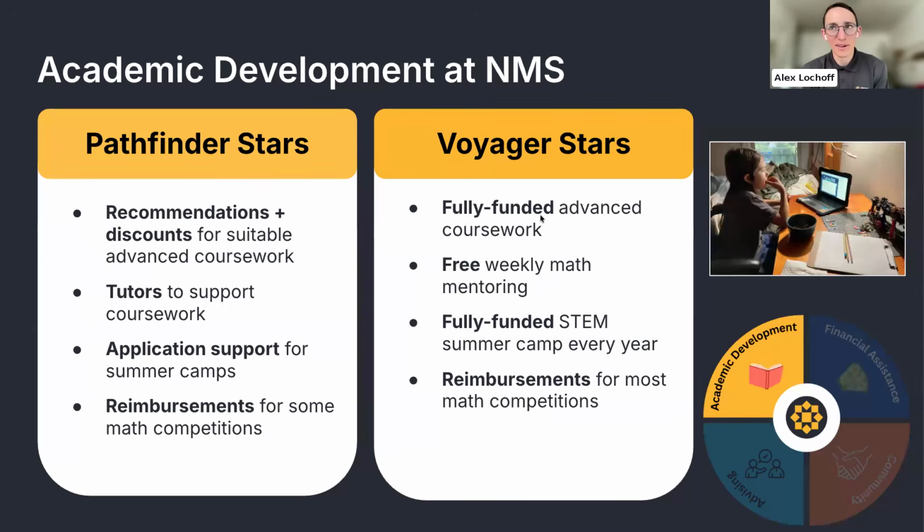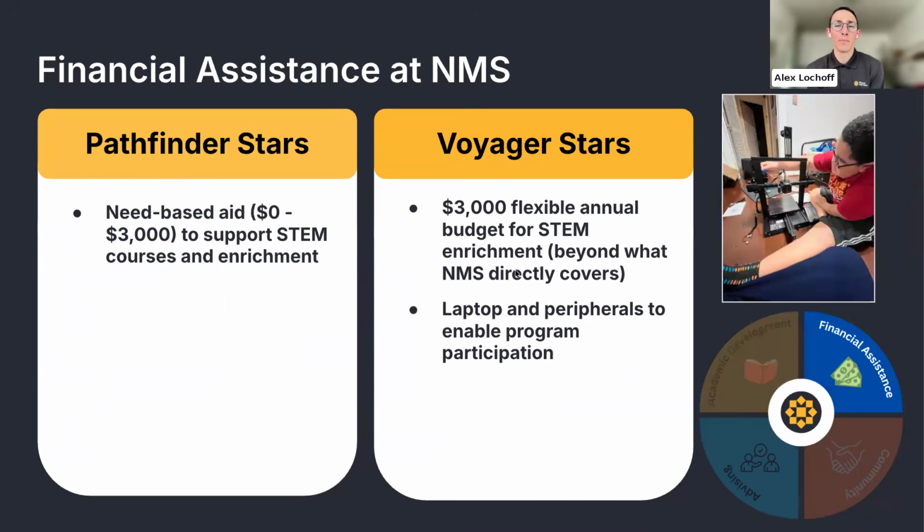This academic development side forms the foundation of our work, but it's not the only thing we do. There's no way around it, and I'm sure all of you know as parents, things are expensive nowadays, and we understand that money can be a barrier for many families in many situations to access the opportunities they want. That's why for both of our STARS programs, we offer generous financial assistance. For families in our Pathfinder STARS program, we offer need-based aid that ranges all the way up to $3,000 per year to offset the cost of STEM courses and enrichment.